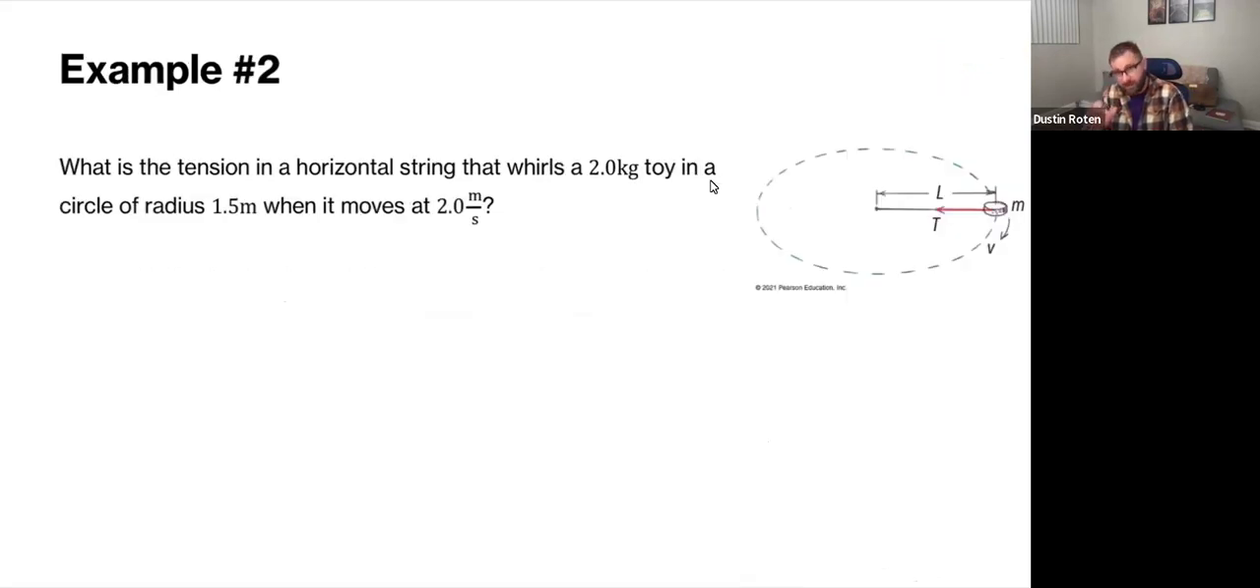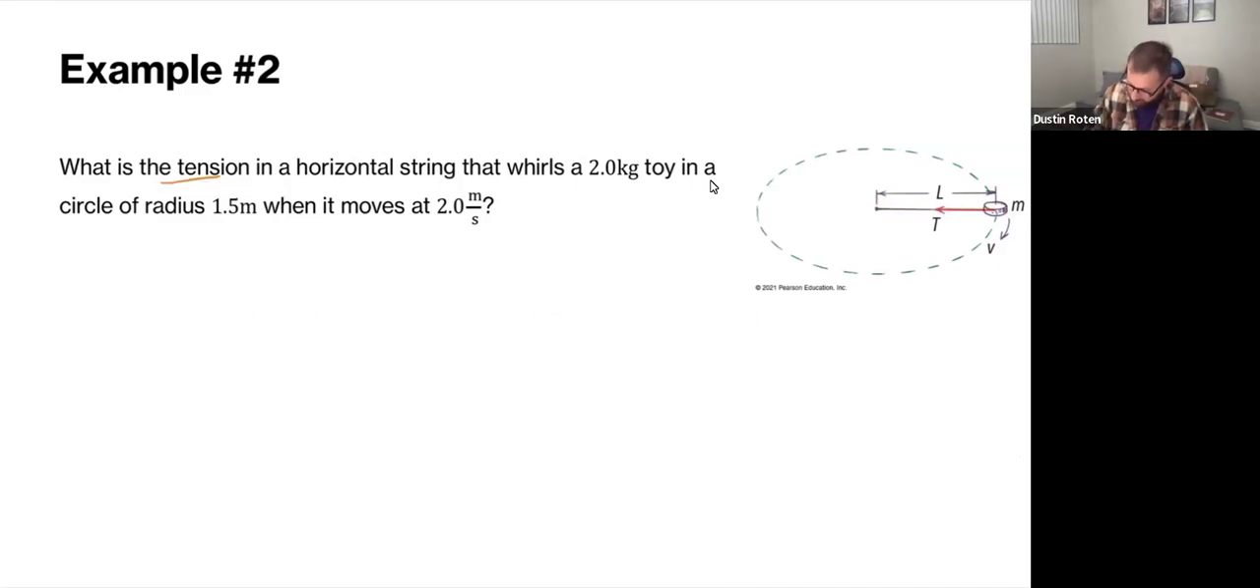Now let's use this definition of centripetal force and actually do a calculation here. So what is the tension in a horizontal string that whirls a 2-kilogram toy in a circle of radius 1.5 when it moves at 2 meters per second? That's a lot of information, so we should start with the picture, which we have over here on the right.